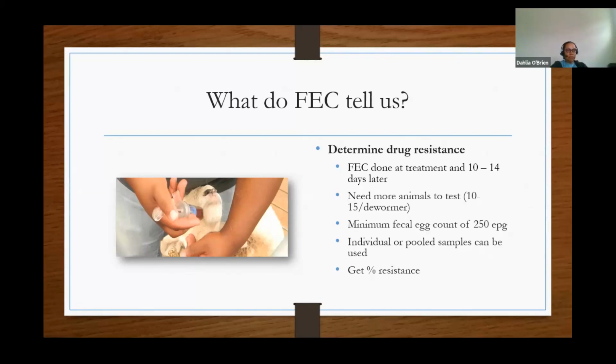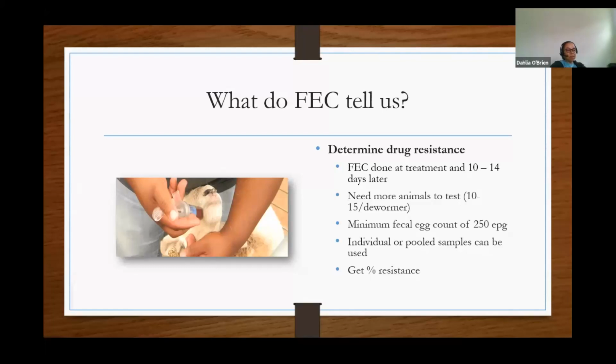For the best and most accurate data, this typically requires a specific number of animals to test. You would usually want to test between 10 to 15 animals per dewormer, and you'd also want to have a similar size group as a control, so that this gives you a better idea of what's really happening to that infection in your herd. You would need a minimum fecal egg count to do fecal egg count reduction tests. Any animals included would have to have a minimum fecal egg count of 250 eggs per gram.